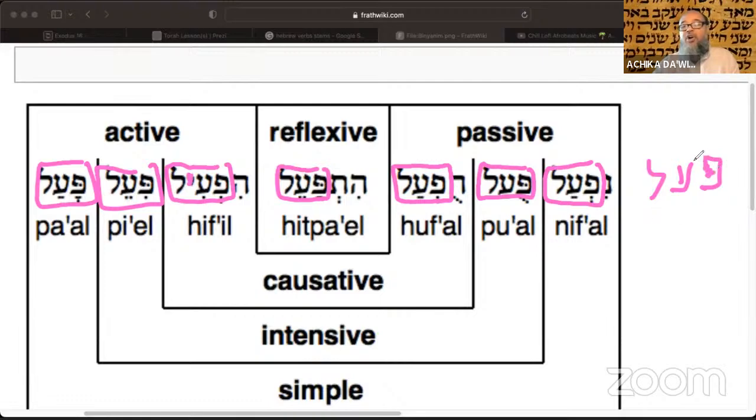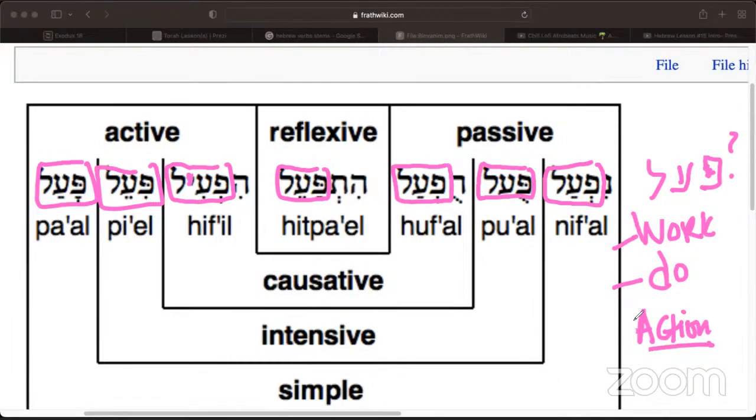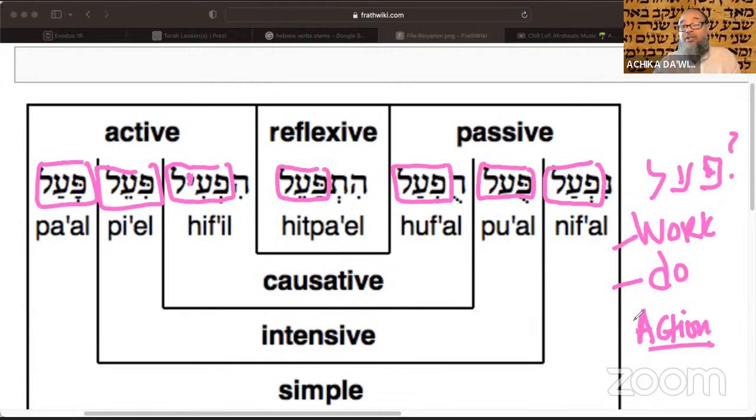So what does Pa'al mean? Why are they calling it that? Because Pa'al means work or to do. And if you're going to work and you're going to do something, it would be an action. Does everybody follow me? That's the reason they're calling it a Pa'al or Nifal or Hufal or Hithpael or Hifil or Piel. They all have that same root in common, but they all work differently. And there's 7 of them, just like a menorah, right?